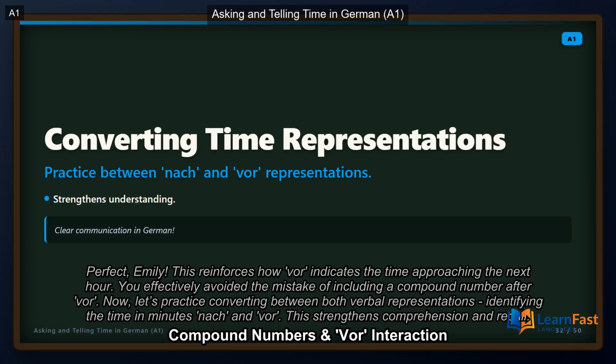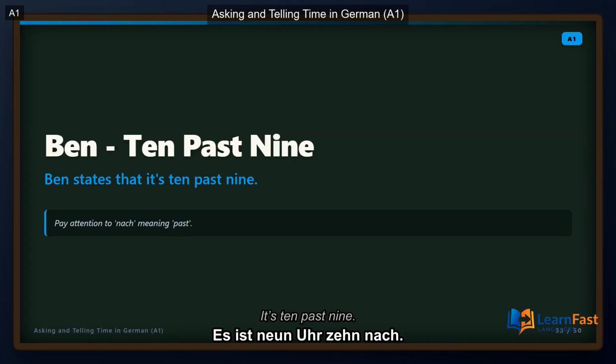You effectively avoided the mistake of including a compound number after vor. Now, let's practice converting between both verbal representations, identifying the time in minutes nach and vor. This strengthens comprehension and recall. Es ist 9:10 Uhr nach.